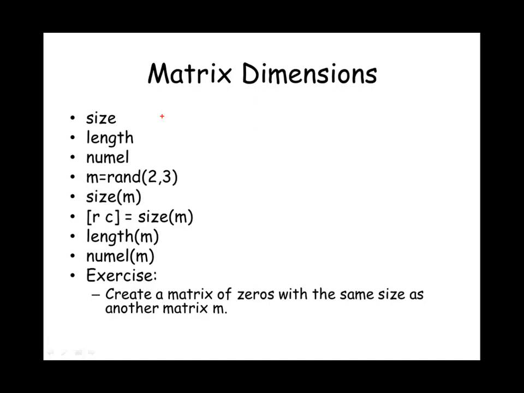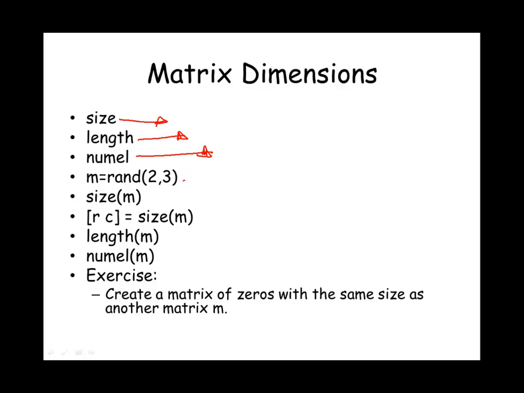When you have a matrix, you would often want to know the number of rows, the number of columns, and the number of elements it has. The function size will give you the number of rows and number of columns. Length will give you the larger of the two, and numel will give you the number of entries in the matrix.